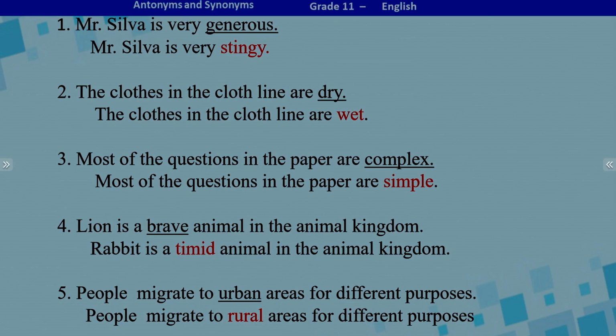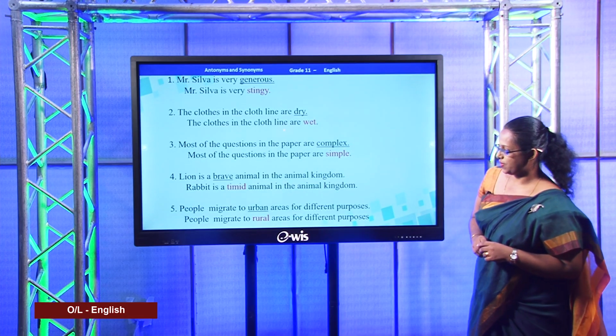Let's move on to the fourth one. Lion is a brave animal in the animal kingdom. I think that you know the opposite word for brave. It is timid. Though lion is a brave animal, rabbit is a timid animal, very innocent. Let's move on to the next one.